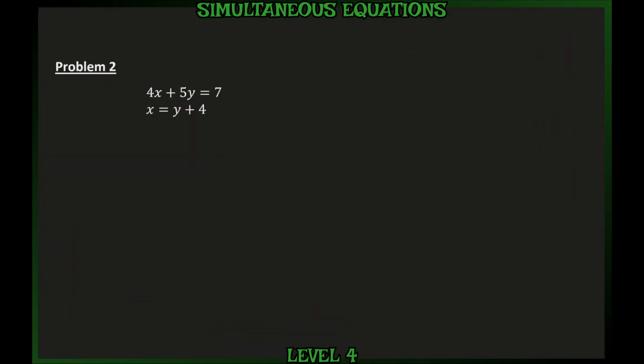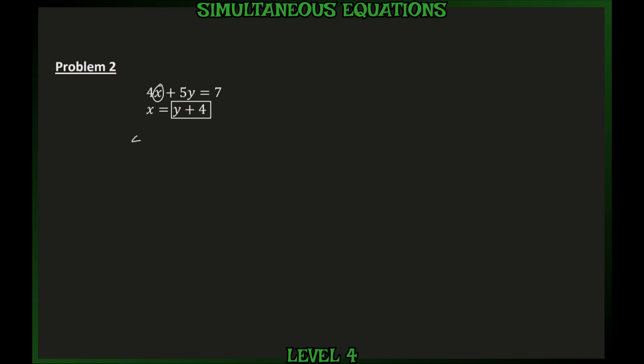In problem 2, we're solving 4x plus 5y equals 7 and x equals y plus 4. Again, the second equation here is written with x as a subject. And so this tells us that the easiest way to solve this is going to be by substitution. And we can replace the x in the first equation with y plus 4 from the second.